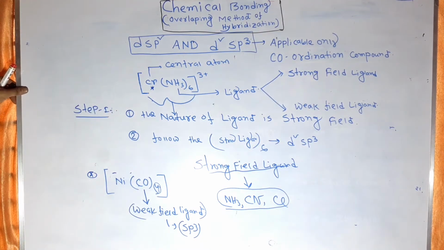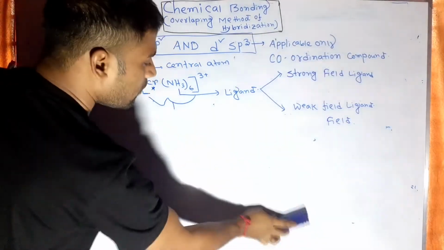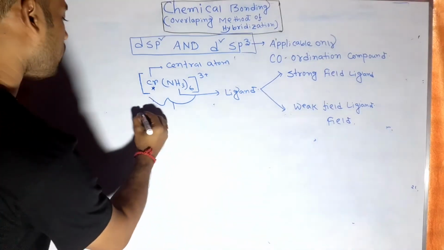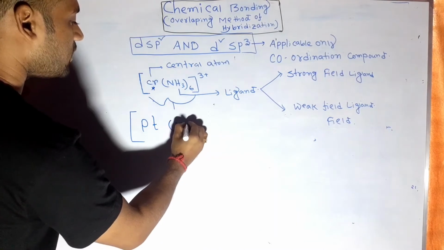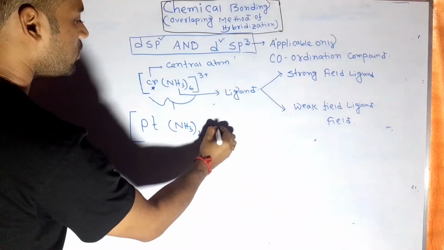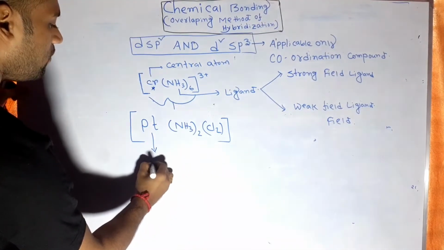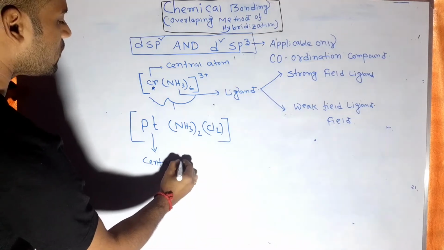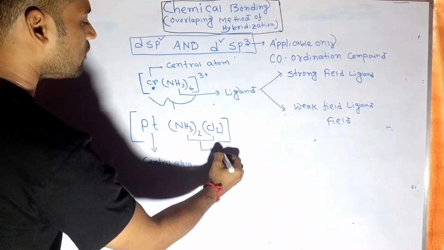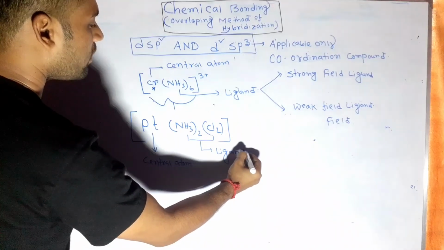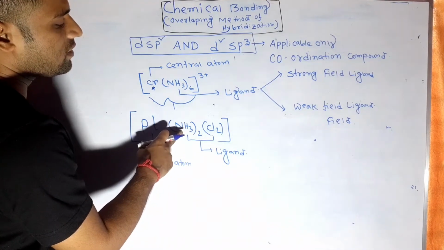One more important example in a coordination compound: platinum, third bracket of platinum NH3 whole 2 Cl2. This is the coordination sphere. This is the central atom. This portion is the ligand. But there are strong field ligands present. NH3 is a strong field ligand.